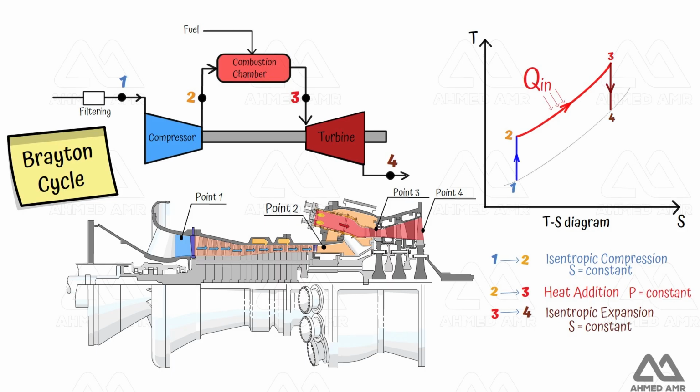Of course, this is an ideal model. In reality, things are a bit different. In a real turbine, efficiency is lower and the processes are not truly isentropic, which means entropy increases. Let's see how this appears on the TS diagram.